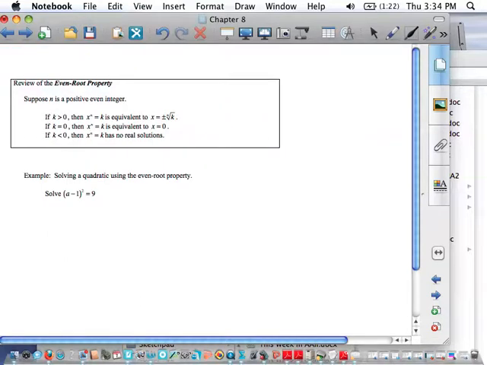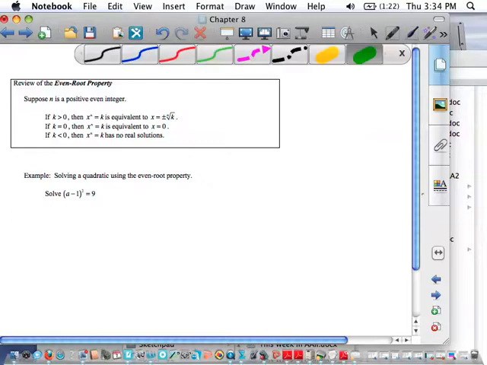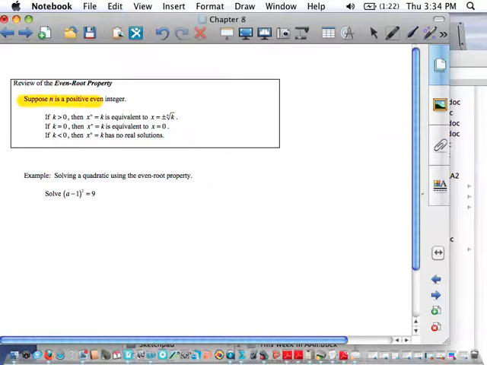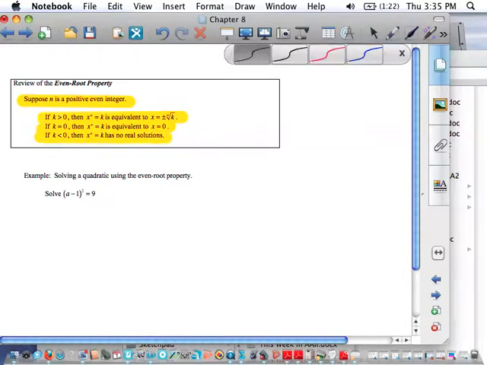Remember the even root property. The even root property says that n is a positive even integer. If k is greater than 0, then x to the n equals k means x is equal to plus or minus the nth root of k. If k is equal to 0, then x to the n equals k means that x is equal to 0. If k is less than 0, it has no real solutions because then you'd be taking the square root of a negative number.